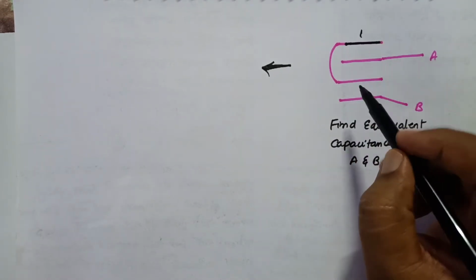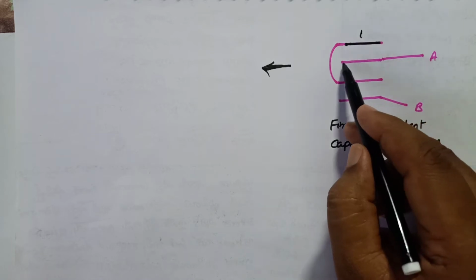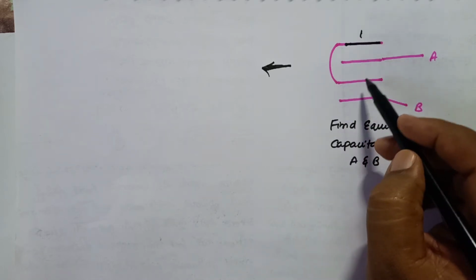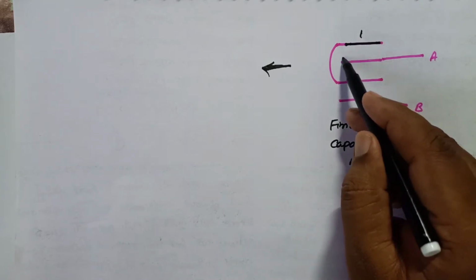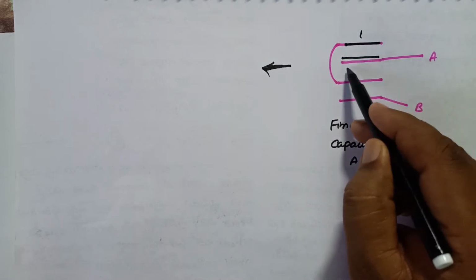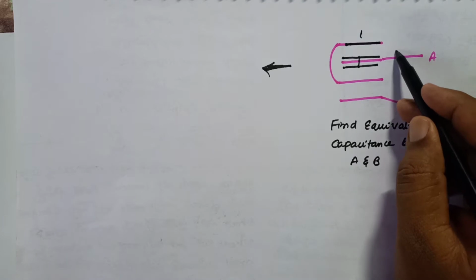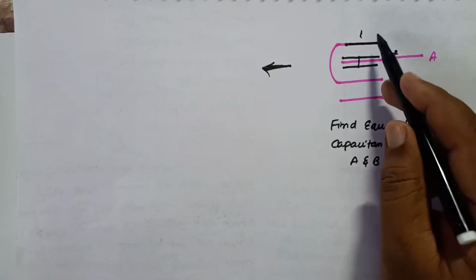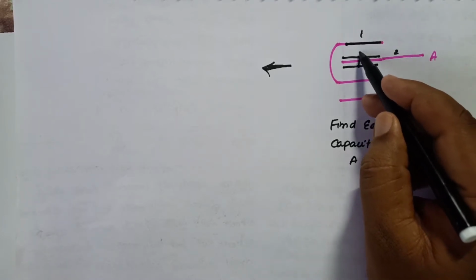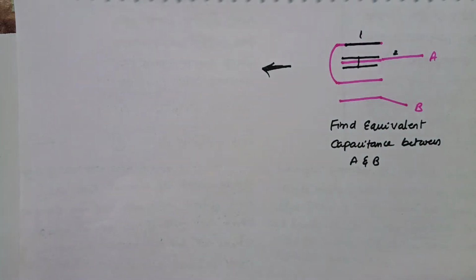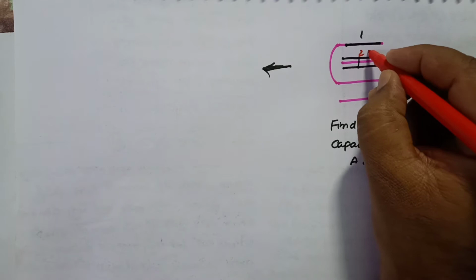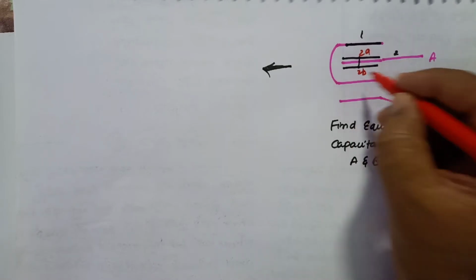I am drawing like this as the first plate of the capacitor. As this plate is in between the two plates, this plate can be divided into two sub plates. This is one plate and this is one plate. The second plate of the circuit I am considering as 2A and 2B. So this is taken as 2A and this is acting like 2B.